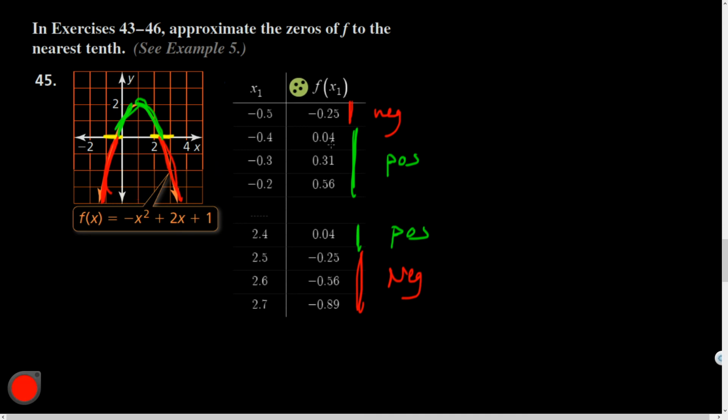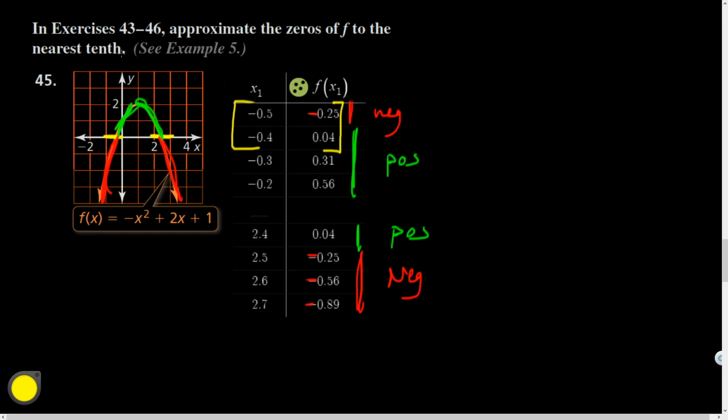Looking at a table, how do I identify that? Well, it's negative anytime it's negative, and it's positive anytime it's positive. Boom. And why is that helpful? Well, when trying to find where it crosses the axis, it's going to occur anytime the sign goes from negative to positive or positive to negative. And so that occurs in between here.